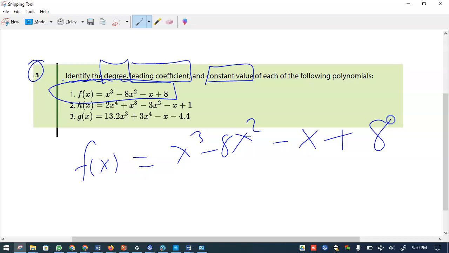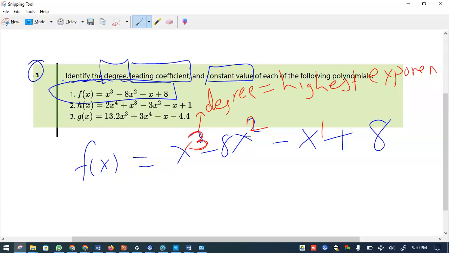So you look for the degree. You have to see the biggest exponent. This is 3. So that's the big one. That's the degree. The others are 2. So this is 2. This is 1 here. 3 is the highest exponent, and that's why it is the degree.